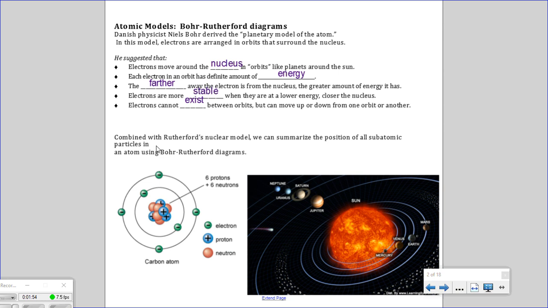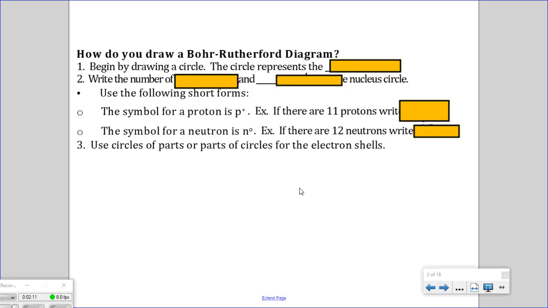Now, these suggestions about electron behavior, combined with Rutherford's nuclear model, we can use this information to summarize the position of all subatomic particles in an atom using Bohr-Rutherford diagrams. So how do you draw a Bohr-Rutherford diagram? First you begin by drawing a circle. The circle represents the nucleus.